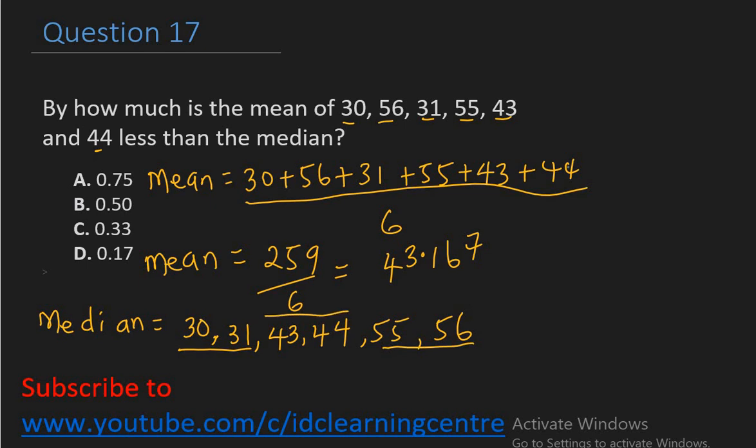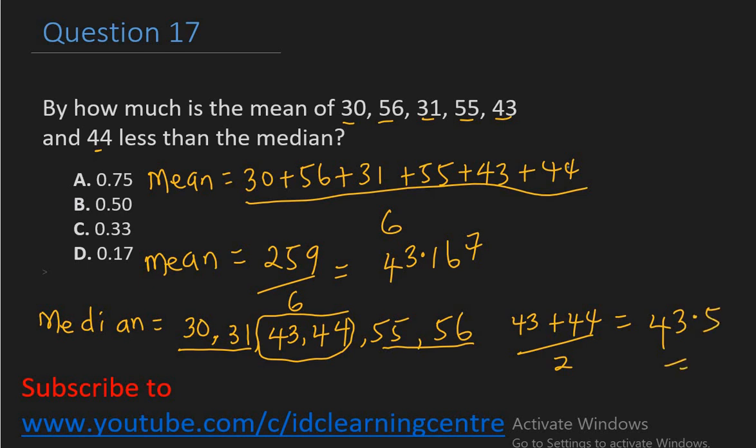So we have two numbers in the middle. If you have two numbers like we have here, the middle one will be, you sum them up and divide by 2. 43 plus 44 divided by 2. 43 plus 44 is 87. 87 divided by 2, we have 43.5.